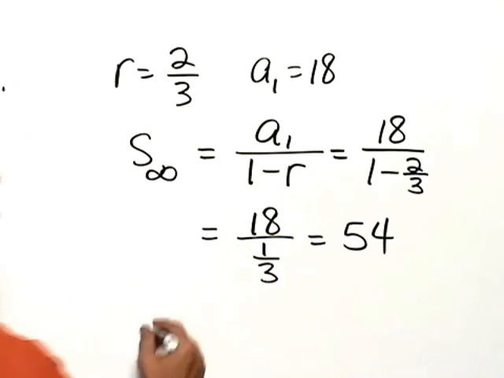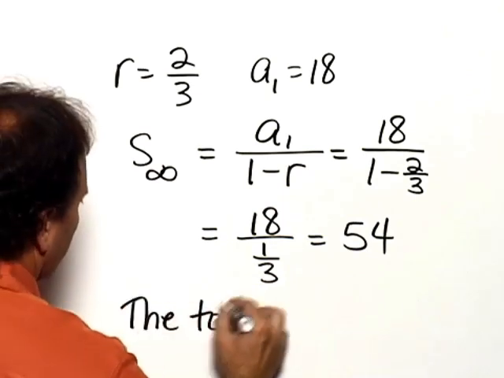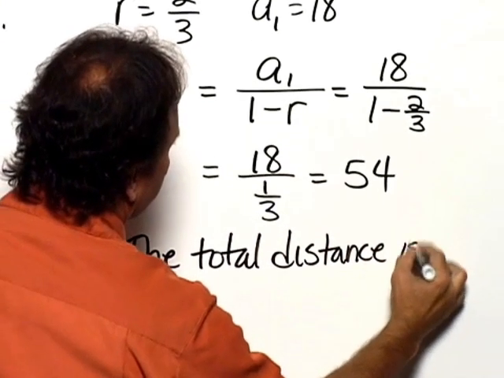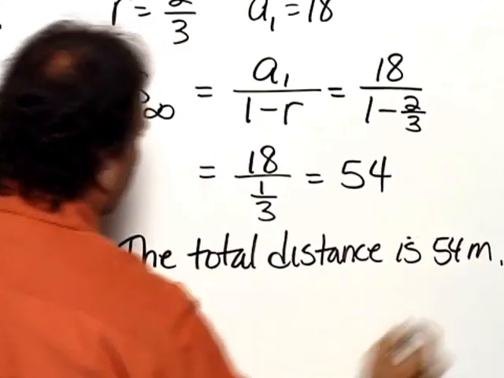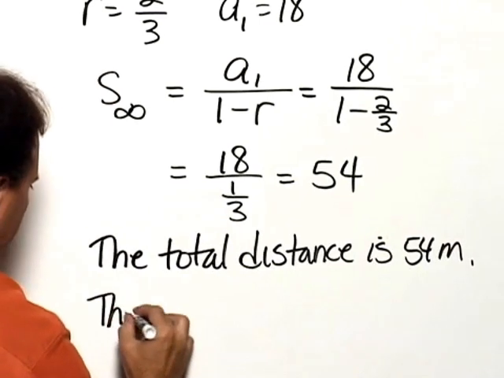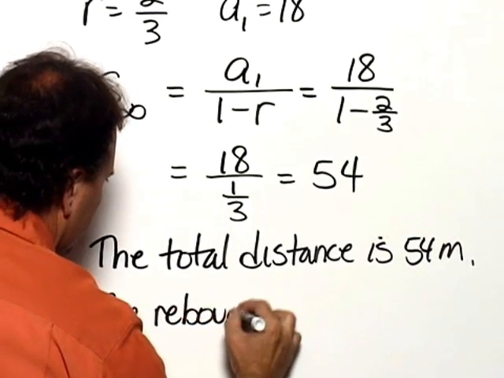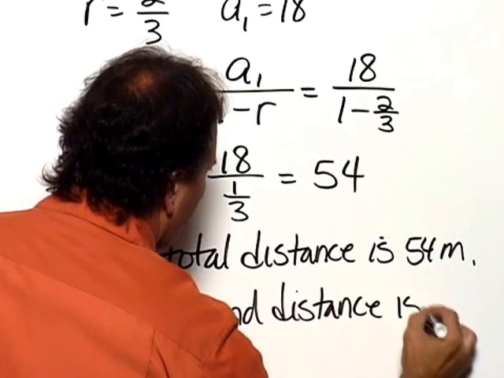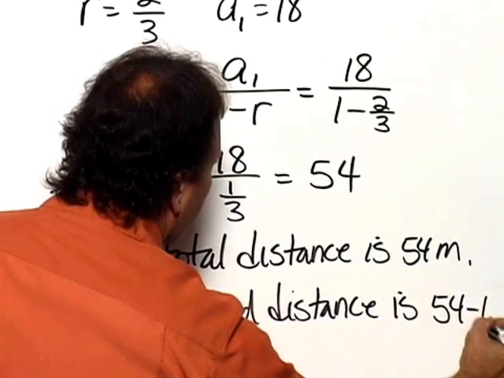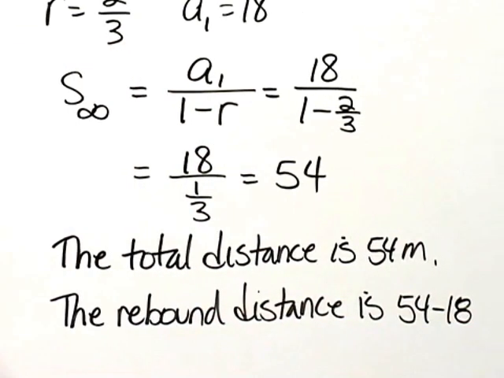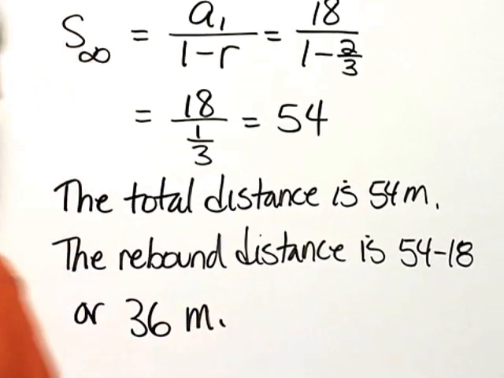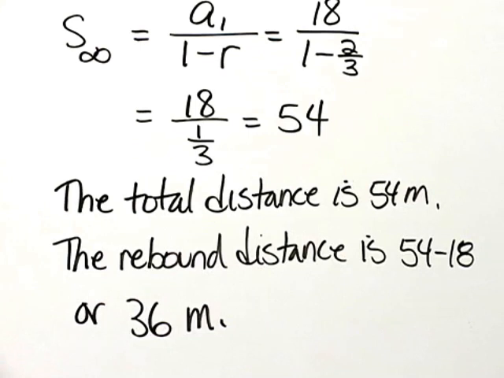That means that the total distance is 54 meters. The rebound distance would be equal to 54 minus the initial height of 18, or 36 meters. And so the total rebound distance is the 36 meters.